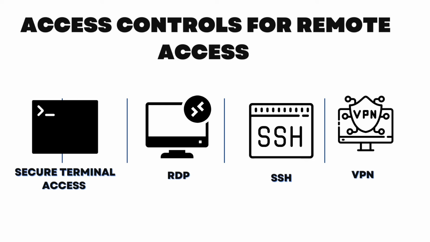Remote access to the cloud's physical environment, however, should be restricted to very few privileged cloud service provider employees. And as a CCSP, you have to ensure that all the mechanisms for remote access are fully secured and controlled. We've talked about this earlier, things like secure terminal access. You have things like RDP, SSH, which provides you a secure tunnel, and VPN. I think we've already discussed this, so I'm not going to spend too much time.